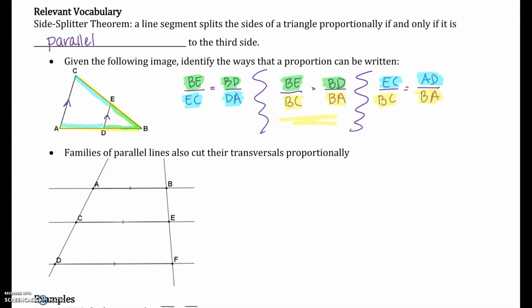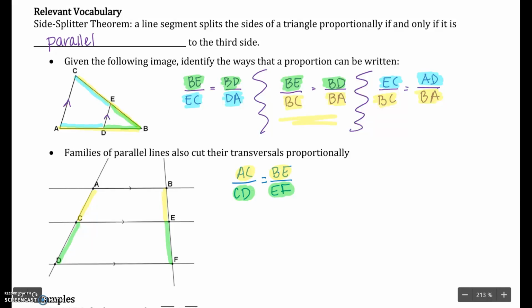Now the same rule also applies even if it's not a triangle. If you have three lines that are all parallel and you have two different transversals cut, we can make very similar proportions. So in this picture, I could take AC and say that it could correspond to CD, and that would be in the same ratio of taking BE and EF, and I'll color code those.